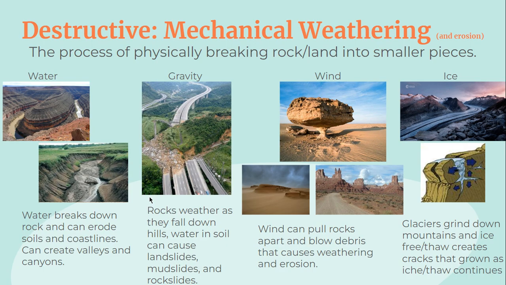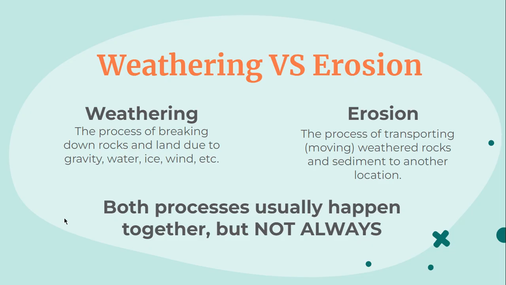Let's start with destructive. We have four types here. Water, the flow of water breaks down rocks and moves it. Now, before I move on, I want to mention this: a difference between weathering and erosion. Usually these things happen together, but they don't always. So the actual process of weathering is the breaking down of the rocks and the land. The erosion is when it's moved to somewhere else.